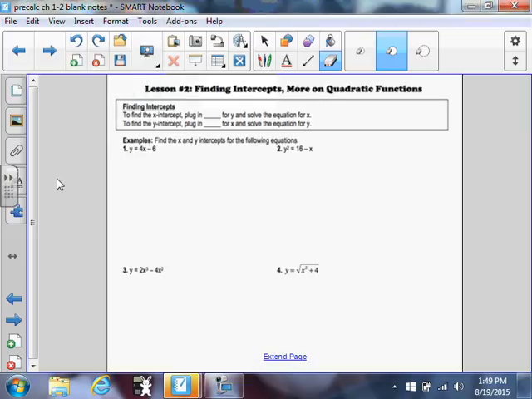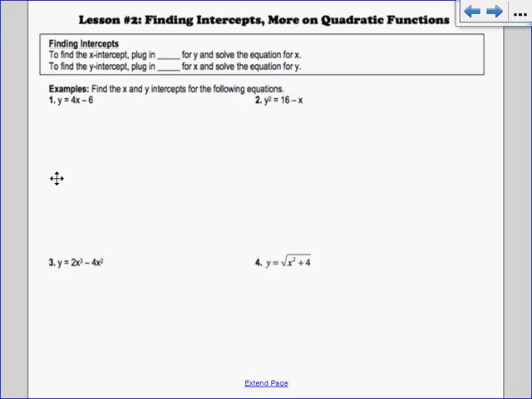All right, so lesson 2 is on finding intercepts and a little bit more on those quadratic functions that we started last time. Finding intercepts is pretty easy. We've talked about this before. For any equation, a line, a parabola, whatever, if I'm finding the x-intercept, I plug in 0 for the y value. If I'm finding the y-intercept, I plug in 0 for the x value.